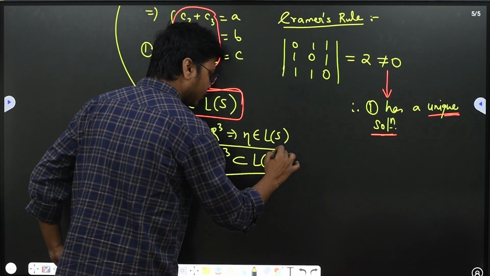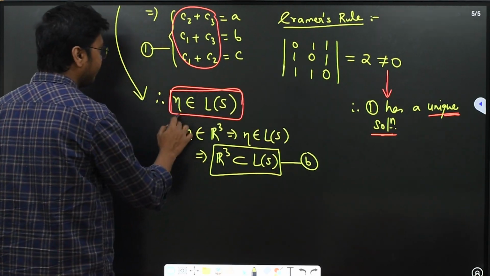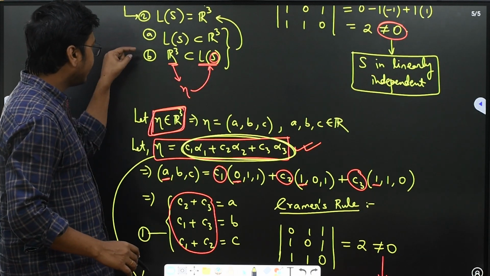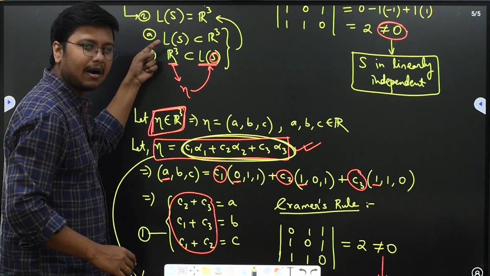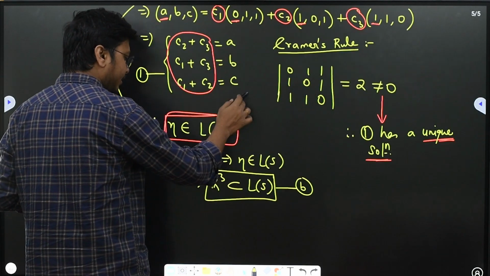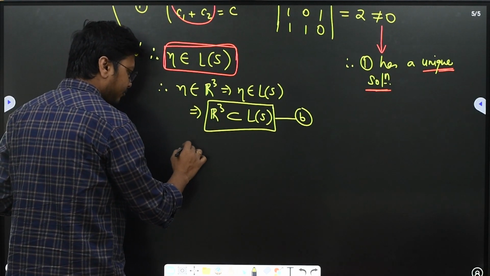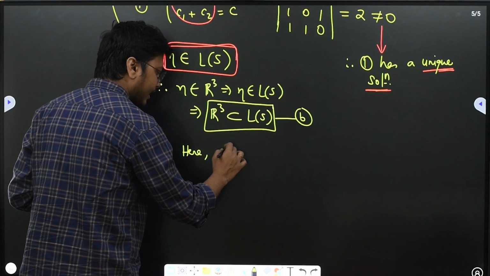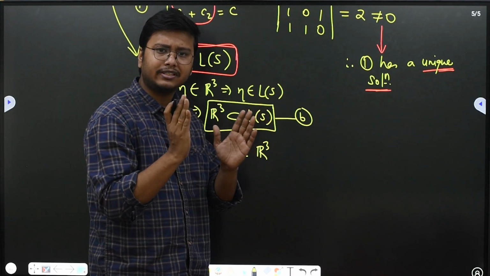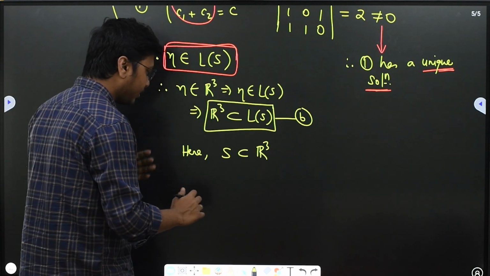We can call this the small b part, because as I told you, this was the B part that I wanted to show. Now I will try to show the A part. Showing the A part is rather easy. In the A part, I'm trying to show LS is a subset of R3. We already have seen that S is a subset of R3, because S is a set of 3 vectors and those 3 vectors are taken from R3 itself. So it is definitely a subset of R3.